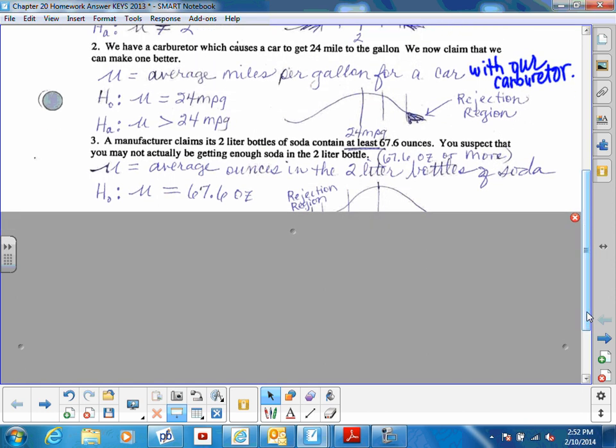Now, last thing, this says at least. While you're packing up, I'll still talk. This says the bottle has at least 67.6 ounces, which implies equal to or greater. But look, your null is still just equal to. Even though it sounds like you should say equal to or greater, the null is always equal to.